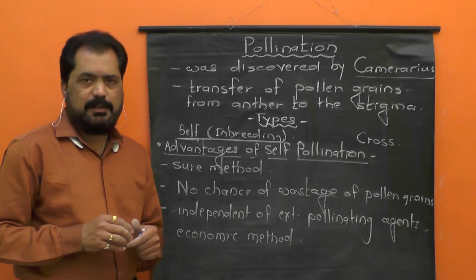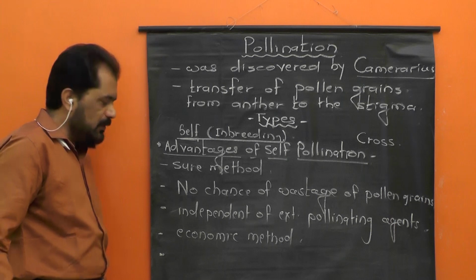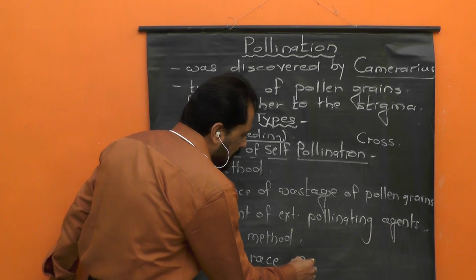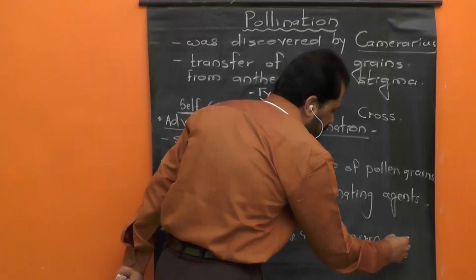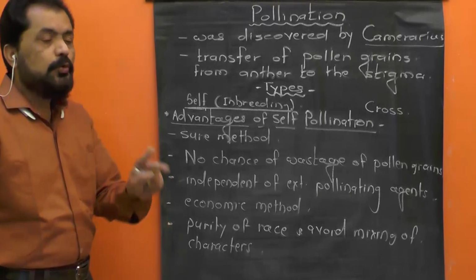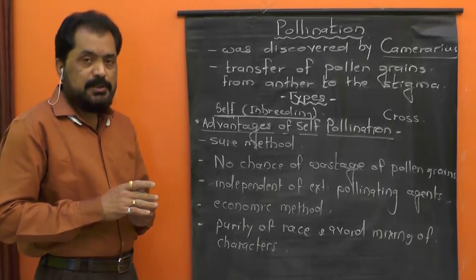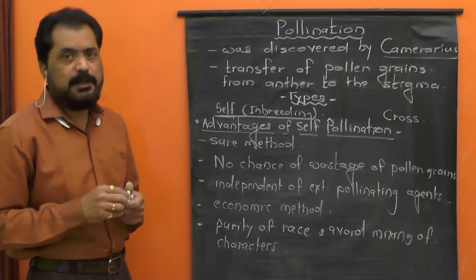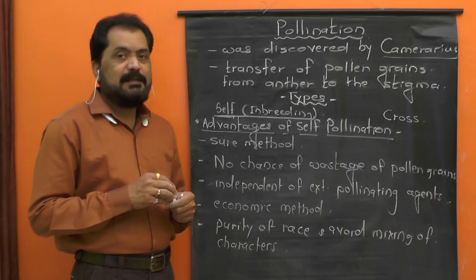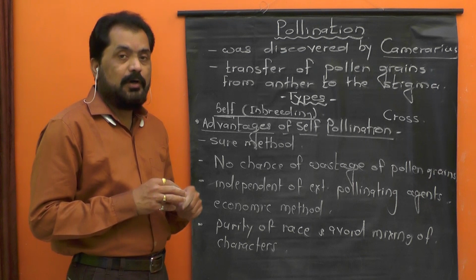Again, we can say that self-pollination helps to maintain the purity of race, and avoid the mixing of characters. Very simple. As here the pollination takes place between two neighboring flowers, or we can say it involves a single plant, so there is no chance of introduction of characters of any other plant, so there is no chance of mixing of characters, meaning the purity of characters is maintained. In other words, we can say it helps to maintain the homozygous condition also for desirable characters.